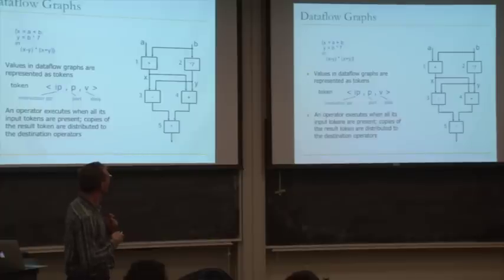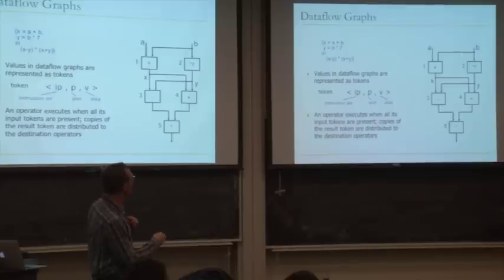OK. So you can build Dataflow graphs. And this is one Dataflow graph that implements this function. I guess x equals a plus b, y equals b times 7. And then you have x minus y times x plus y. Right? This is x, this is y. This is x minus y, this is x plus y. And this is a multiplication of those values. And this is a very simple Dataflow graph.